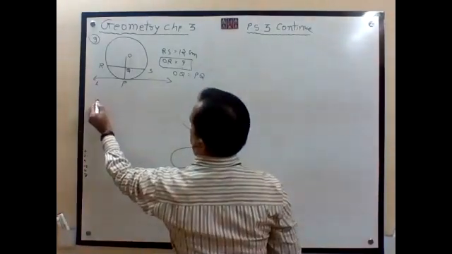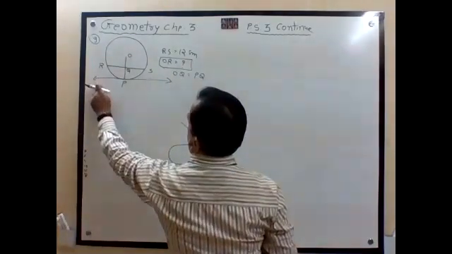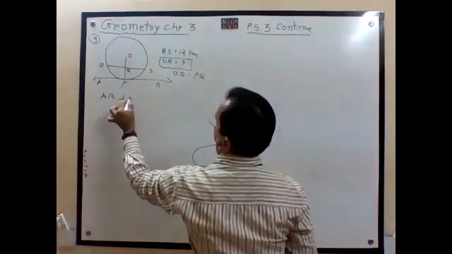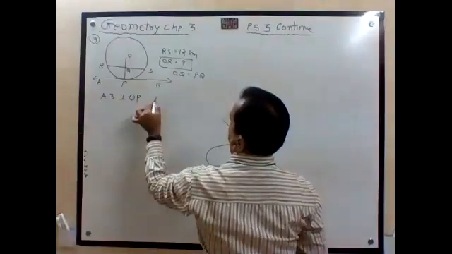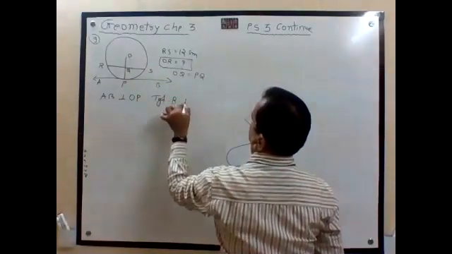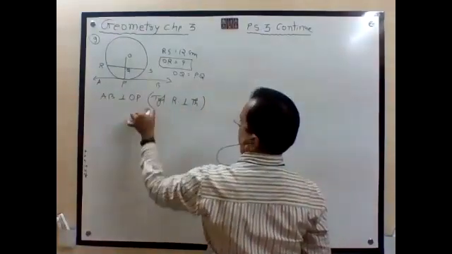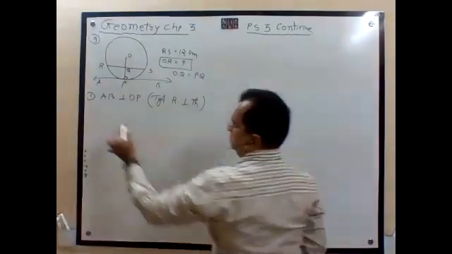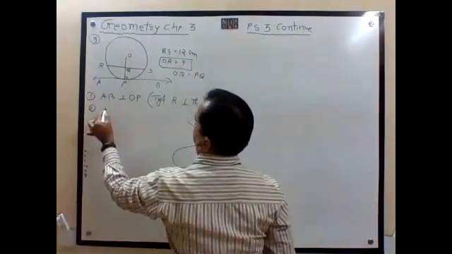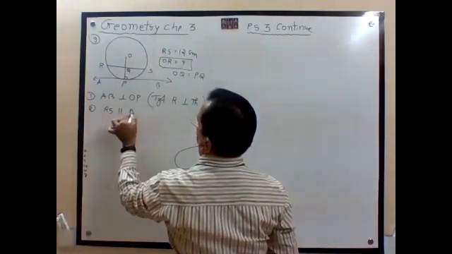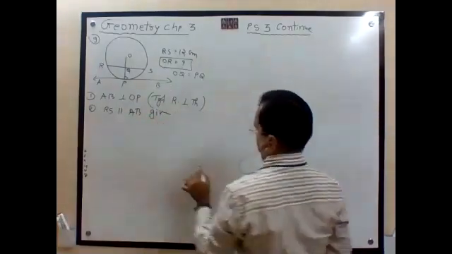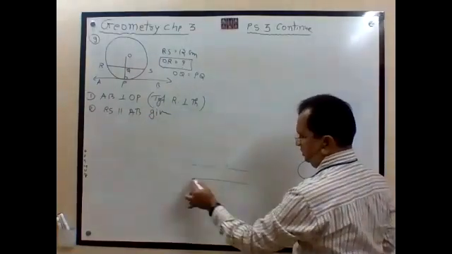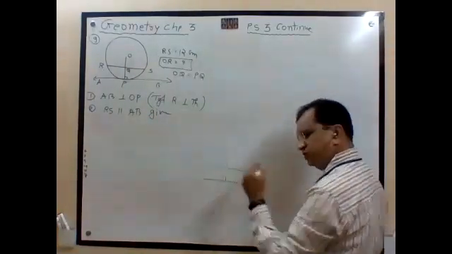Correct. First, check AB. AB is perpendicular to OP by the tangent-radius perpendicular theorem. This is 90 degrees, given. Then RS is parallel to AB. If one line is perpendicular to this, and these are parallel, then this is perpendicular to this also.